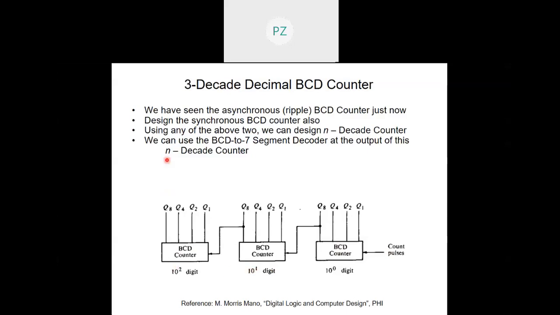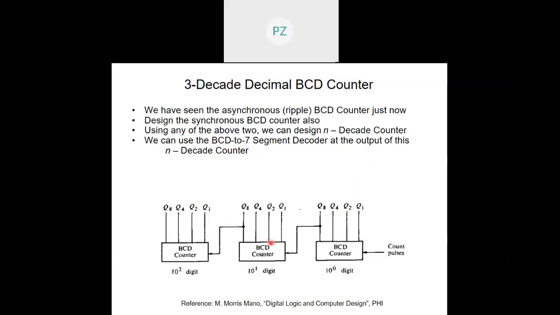And what I have written here, we can use the BCD to 7 segment decoder at the output of this. We have already designed a BCD to 7 segment decoder. So you employ one such decoder over here. So you can get a display of what all is stored here, right? When a 0 is here, we will get A, B, C, D, E, F, and G will be missing. So a 0 will be displayed, right?